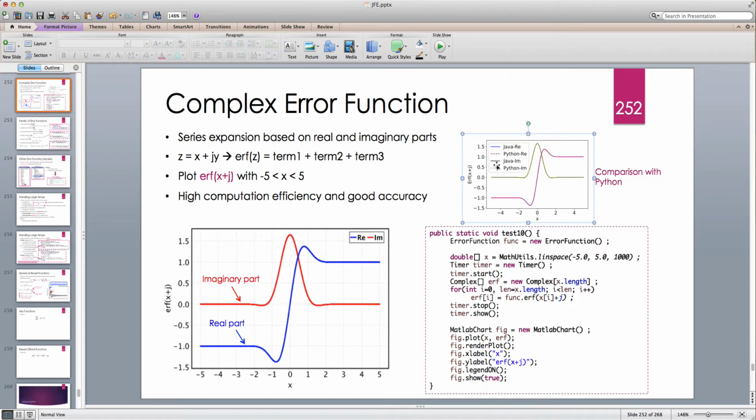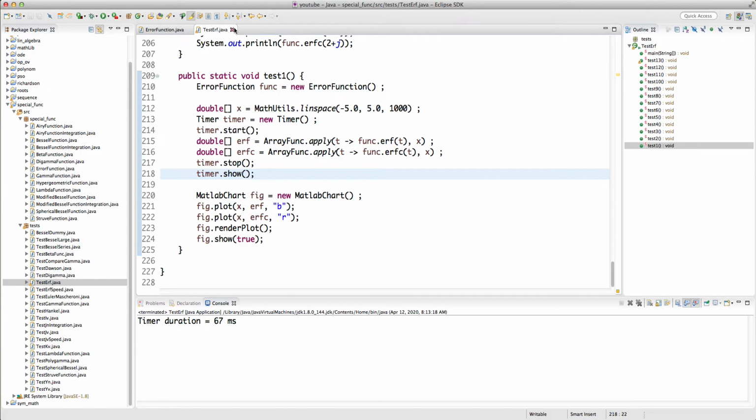And this is a comparison between my Java implementation and Python, which is, again, a wrapper for the C code that actually does the computation. And you see we get a perfect fit. So let me head to Eclipse.